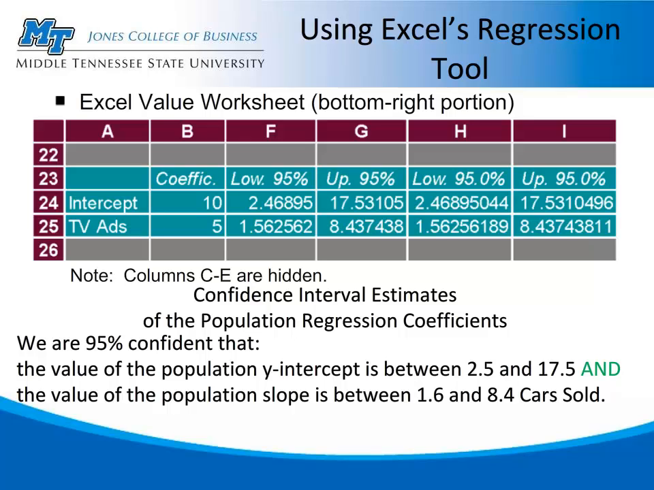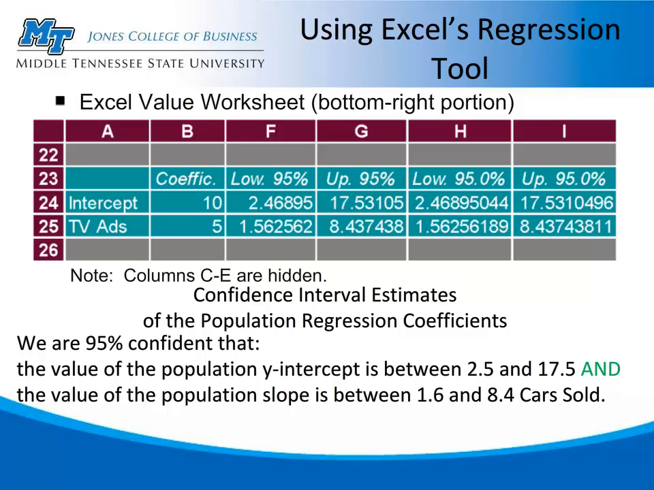Now, Excel figures out what the sample values are. 10 is the value of B0, which is the sample y-intercept. The 5 is the value of B1, which is the sample slope. These are the sample regression coefficients. What we're attempting to do here is to estimate the corresponding population value. Beta 0 is the parameter that corresponds to B0. Beta 1 is the parameter that corresponds to B1.